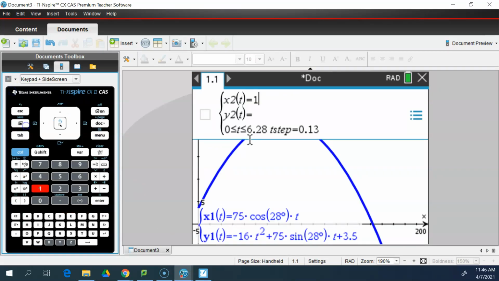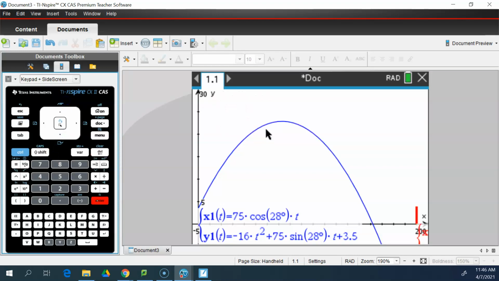So I want it to be 190 feet away. I want it to be t, and I want my t to go to 4. And there is my wall.